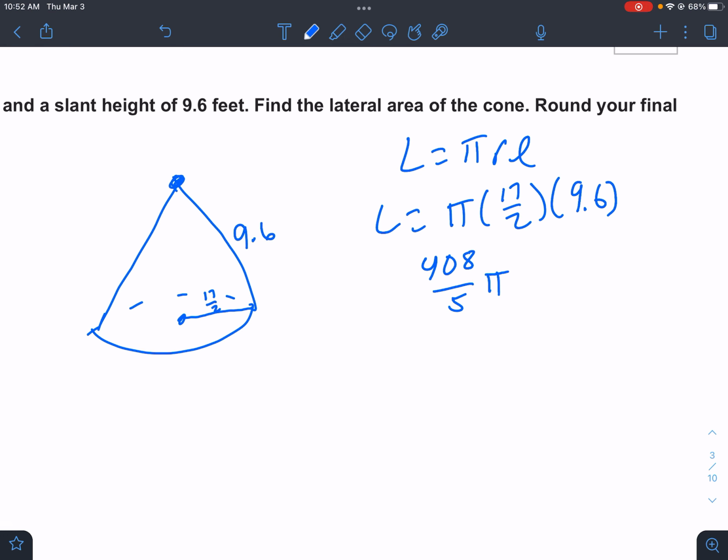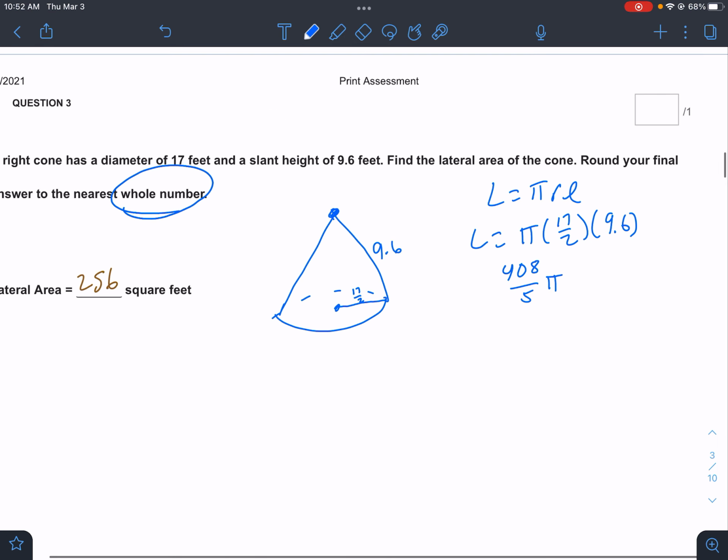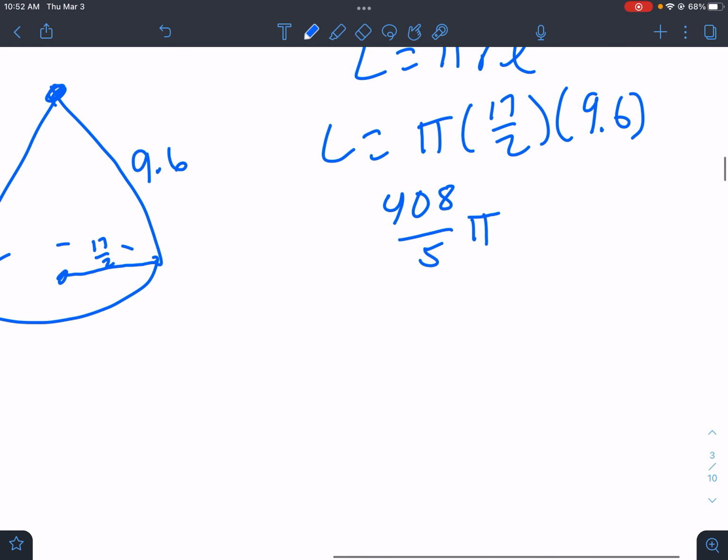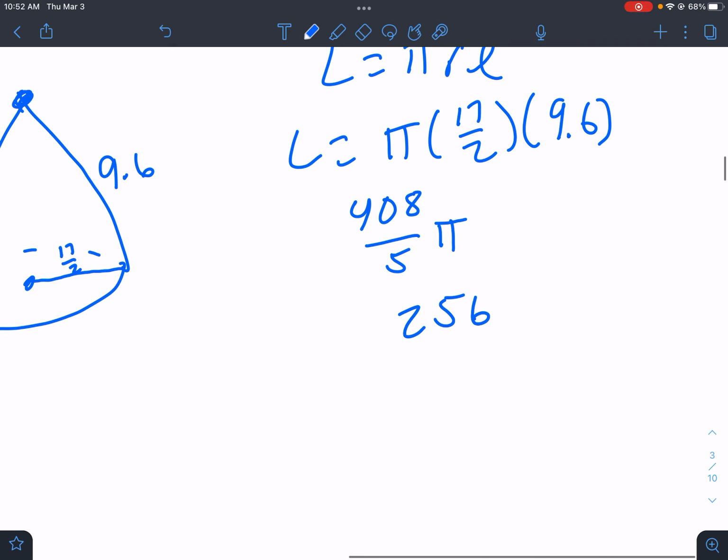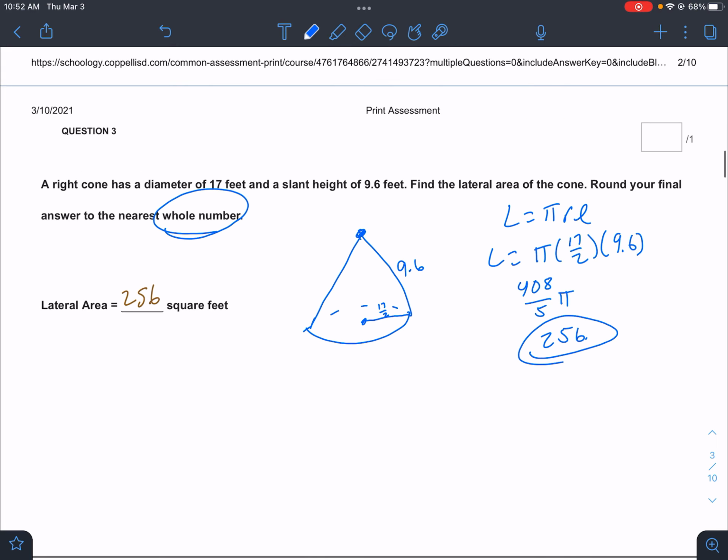Don't forget your pi. But we're going to round to the nearest whole number. So type that in, times pi. And that is 256.353. So it rounds to 256. Okay. That's it.